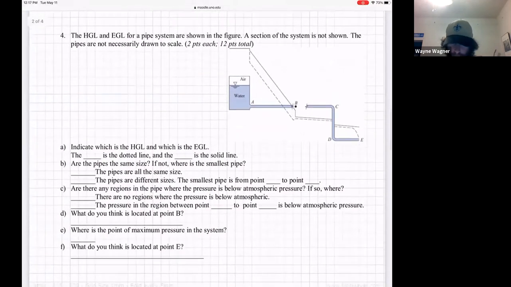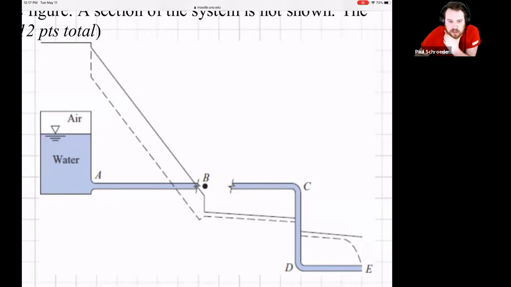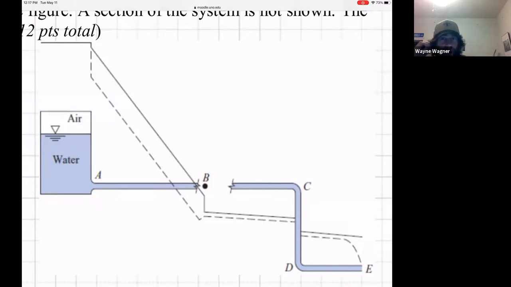Where's the point of maximum pressure in the system? So we just kind of talked about that a second ago. So where's the max pressure? We're looking for where P on gamma is the most positive. At A, right? Because the distance between Z and HGL is as large as possible. So that's where P on gamma is maxed.